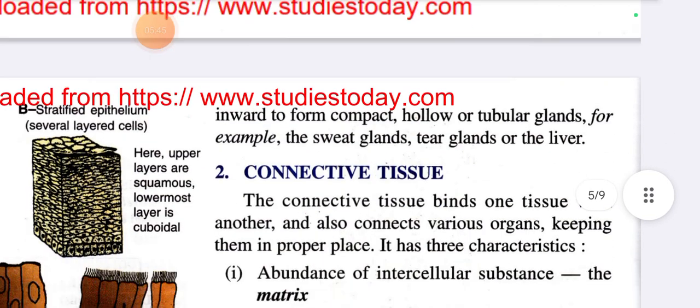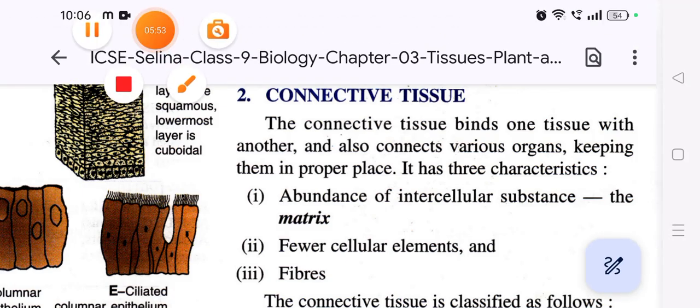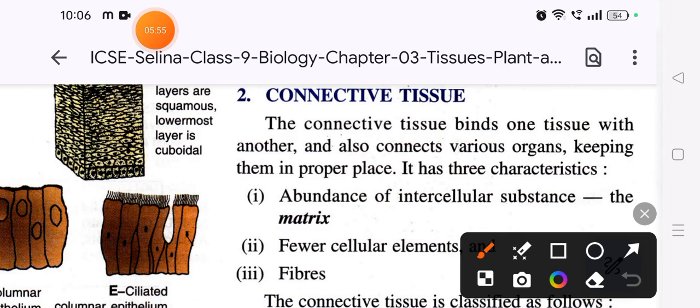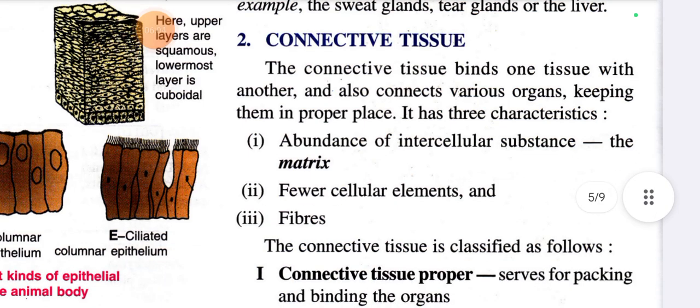It is folded inwards to form compact hollow or tubular glands, for example the sweat gland, tear gland or the liver. So basically you just have to see the diagram of this tissue, then you could understand them more easily, or else just read it thoroughly with the diagram, that's the better way.